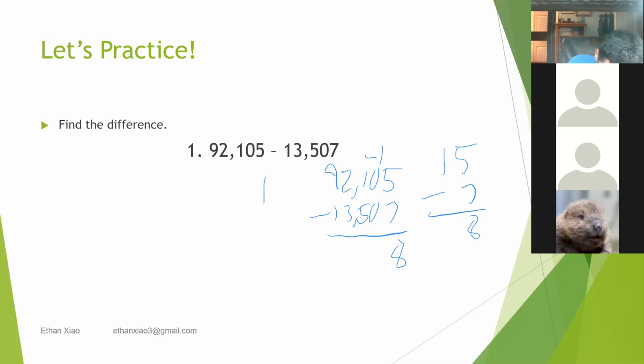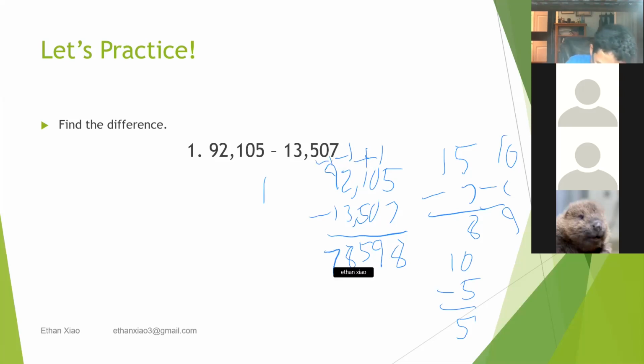But we can't do that, so we have to add 10 to 0, which makes it 10. 10 minus 1 is 9, so we write 9 here, and we have to subtract 1 again here. 0 minus 5, we can't do that, so 10 minus 5 is 5. We put 5 here, and we subtract 1 here. 11 minus 3 is 8, and we minus 1 here, and 8 minus 1 is 7. So the answer is 78,598.